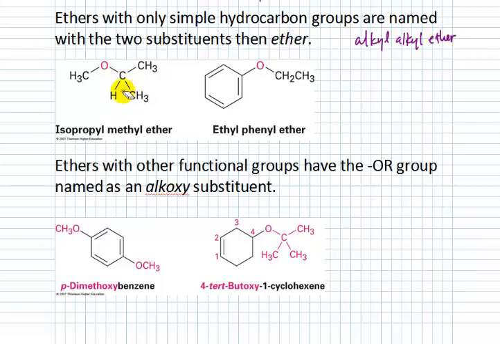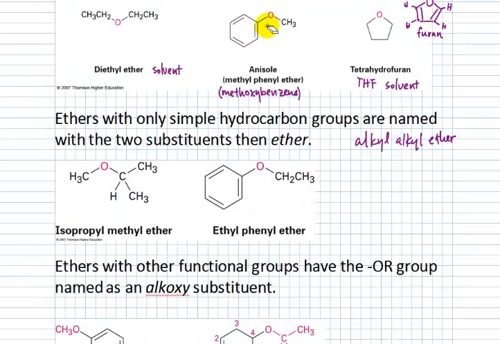If I have this compound, for instance, here's a methyl group on one side of the O, here's isopropyl on the other side of the group. It's called isopropyl methyl ether. Over here, this one, ethyl, CH2CH3. Here's a phenyl. So if a benzene ring is attached to the O, that's ethyl phenyl ether. They used that method for anisole up here. They call it methylphenyl ether.